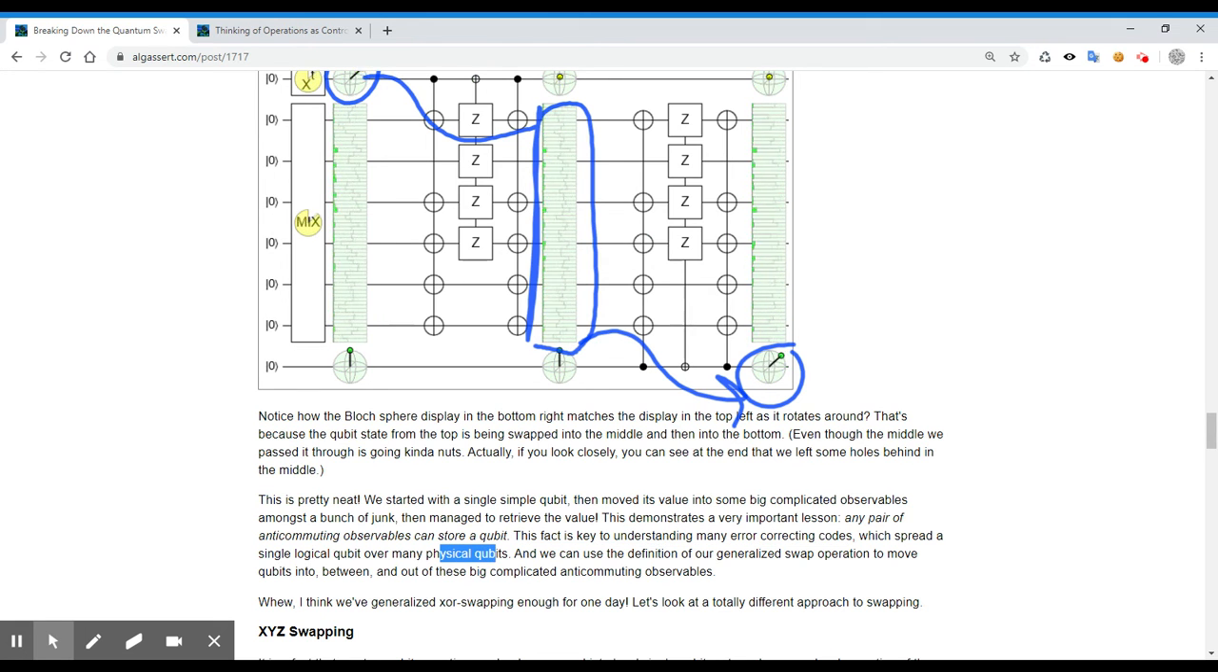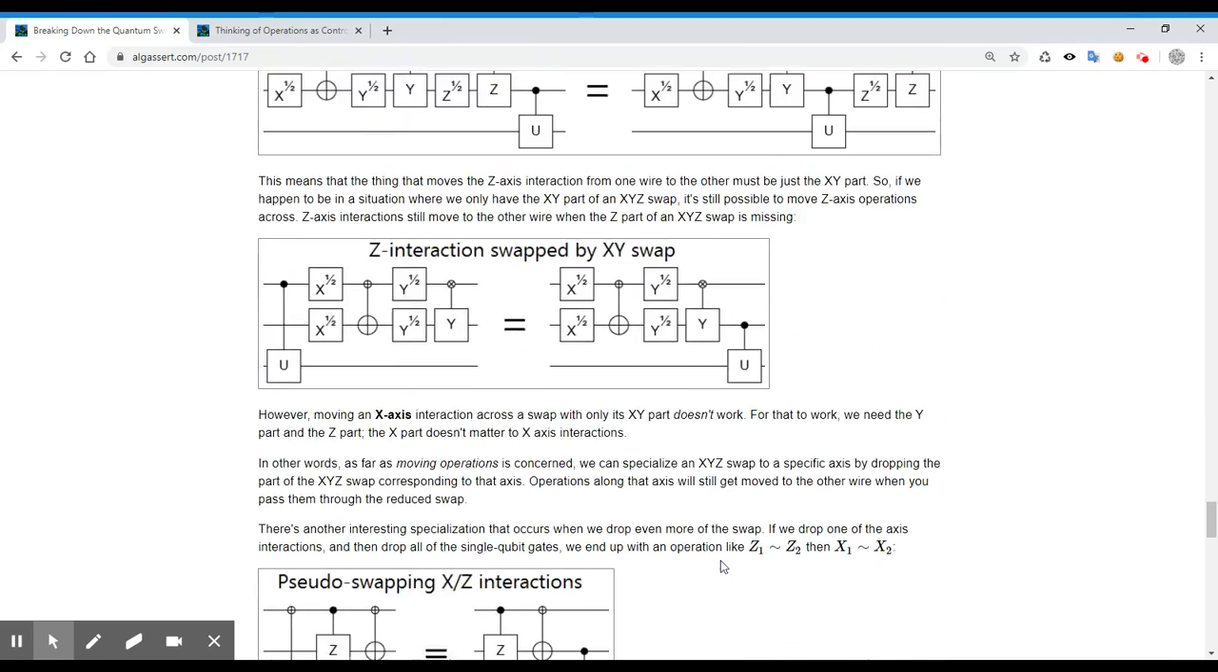And we can use this definition of our generalized swap operation to move qubits into, between, and out of these big complicated anti-commuting observables. Whoa, I think we've generalized enough for one day. Let's look at a totally different approach to swapping, XYZ swapping. Okay, that's a totally different approach. Interesting.